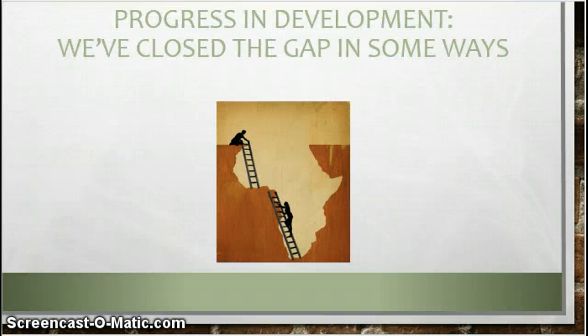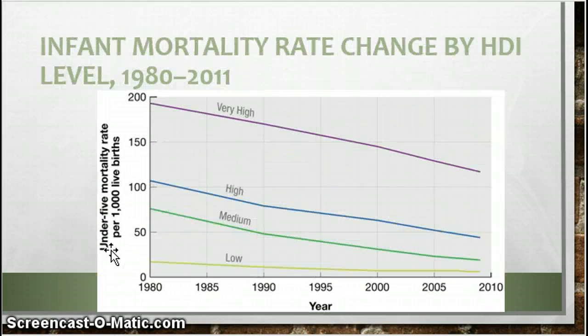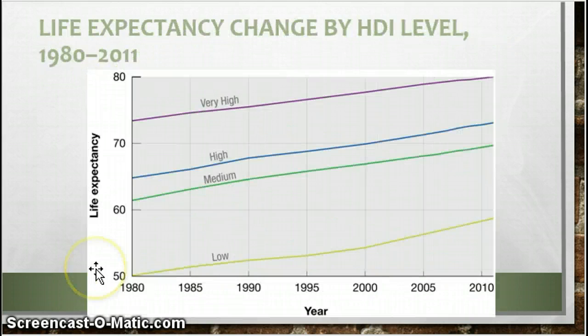So progress and development, yes, the gap has closed in some ways, and look at this really cool picture of people climbing out of poverty in Africa. And so we see an increase in Human Development Index over time, based on the Human Development Index level, so low, medium, high, and very high, all of it's gone up. Infant mortality has gone down in all groups, not very much in, of course, the low.